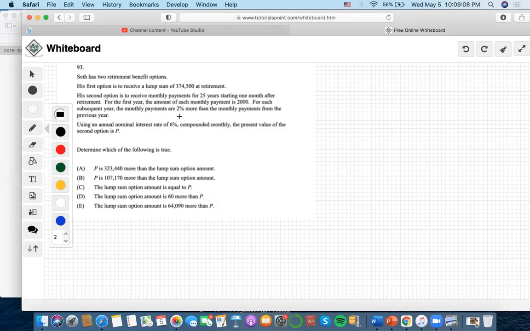We have to solve whatever's happening here and compare it to a lump sum. So now let's see. The second option says it receives monthly payments for 25 years starting 1 month after retirement. Okay. So it says that for the first year, the amount of each monthly payment is 2,000. So we're talking about monthly payments in general, right? And they're saying that in the first year, monthly payments have already occurred, and each monthly payment is 2,000.